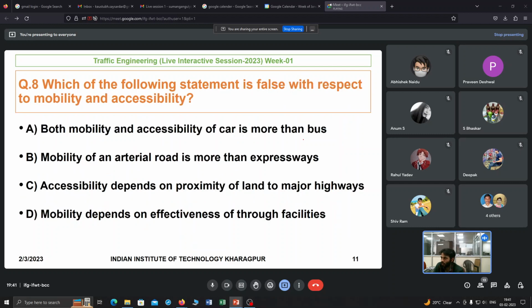So I shall be moving towards the next one. Which of the following statements is false with respect to mobility and accessibility? Already I discussed mobility and accessibility, how they vary for different modes and different roads, how mobility is greater for a particular mode and lower for some other mode. So based on that, I will not be answering this, you will be answering this. Tell me which is false. This I will not be answering.